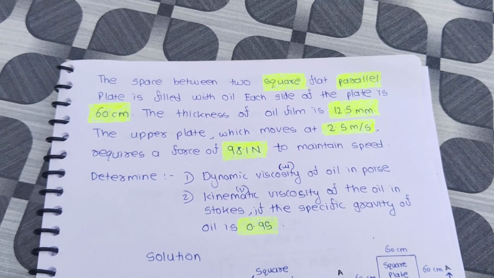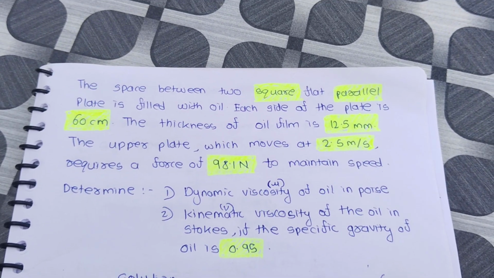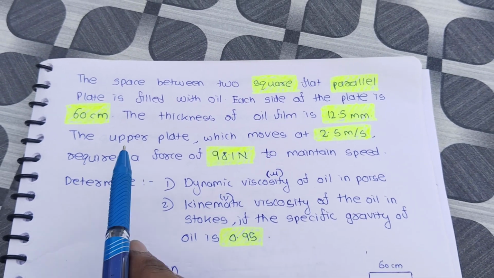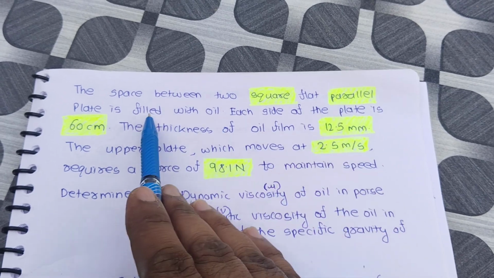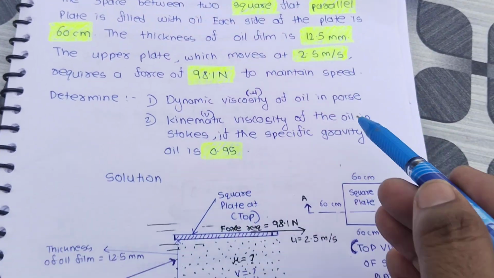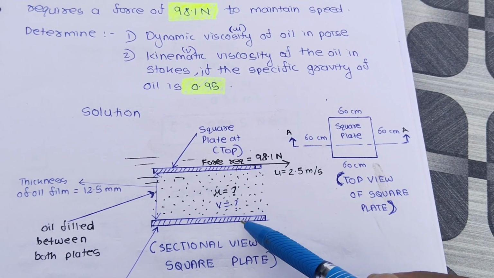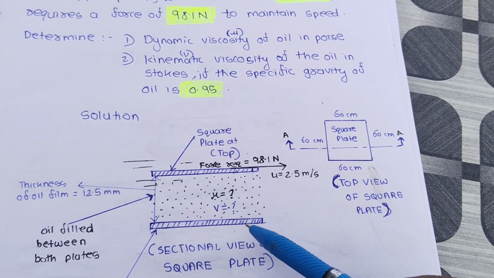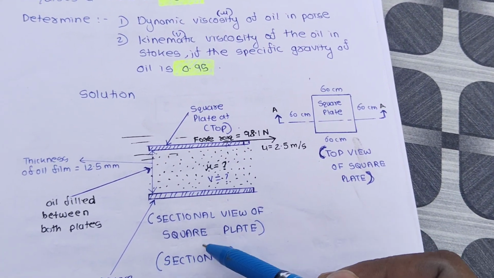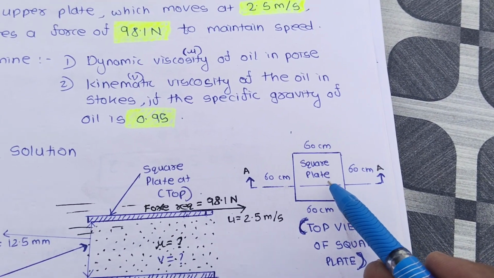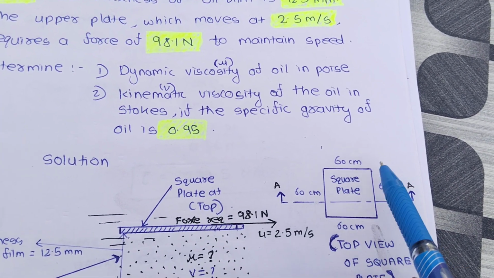oil is 0.95. So guys, first we have to understand what is given in the question and what we have to find. So here it's given two square flat parallel plates filled with oil. In the diagram, this is a square parallel plate. These two plates are parallel. This is a sectional view of the plate. Section A. Here is the top view of the plate. So in the top view, it is a square plate.